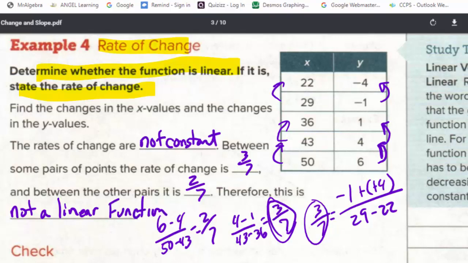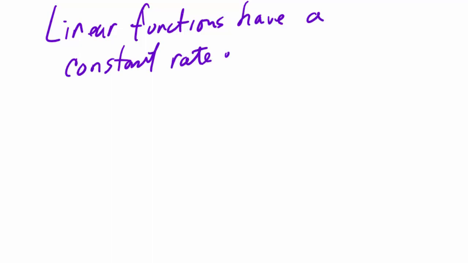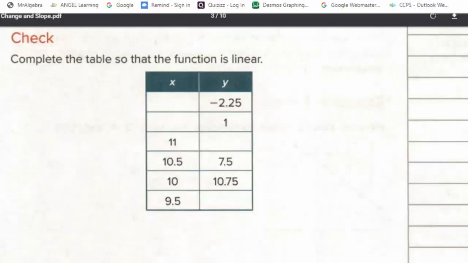So something you might want to write down in your foldable: linear functions have a constant rate of change. Go ahead and pause the video and attempt to check.